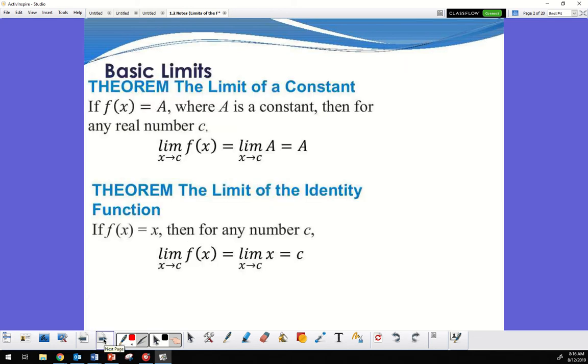So what we said the other day, if f of x is some constant a, which is any real number, the limit for that would be that real number. There's no variable. A constant is no variable, just the number. So if f of x is a, the limit is a. Limit of the identity function: if f of x is equal to x, then for any number c, in very plain English, plug in the c value to your function.